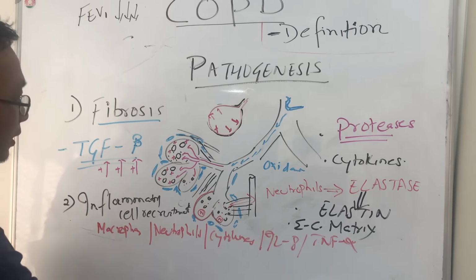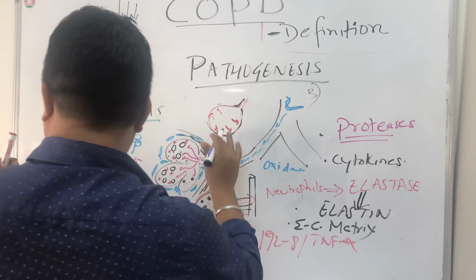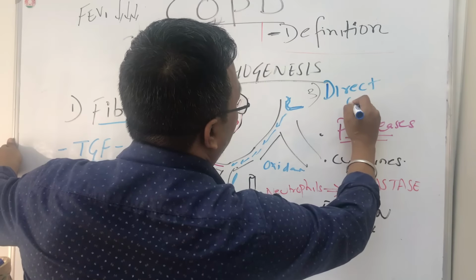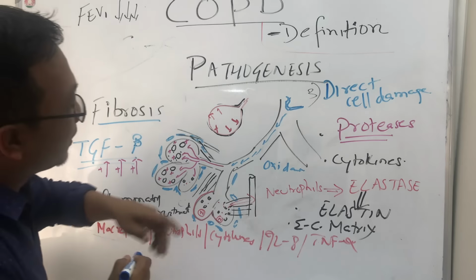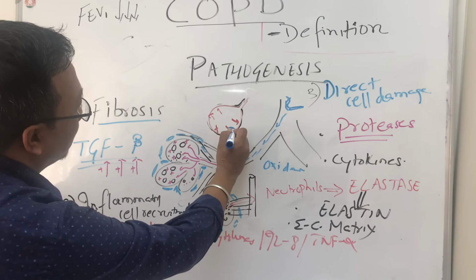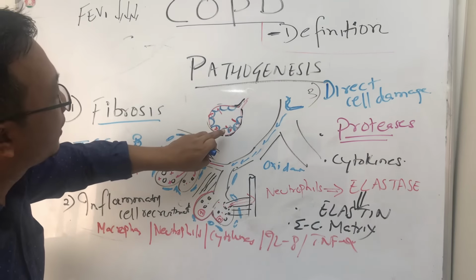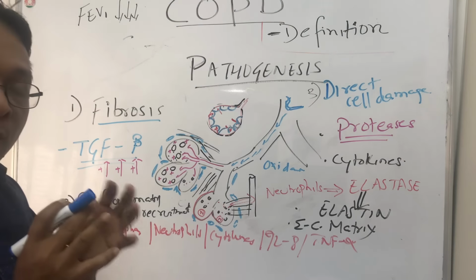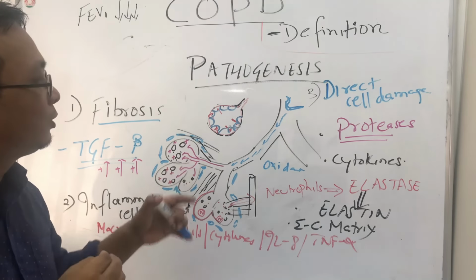Then what is happening in number 3? There is direct cell damage. Okay. Number 3 is direct cell damage. So this oxidant stress released by the smoking, okay, they are directly destroying the pneumocytes. They are directly destroying the cells. So cells, this is pneumocyte type 1 and type 2 both. Both the pneumocytes are being directly damaged by this oxidant stress released by the smoking.